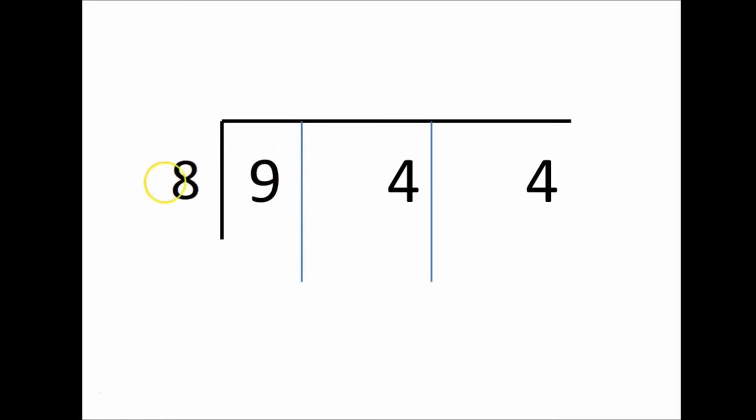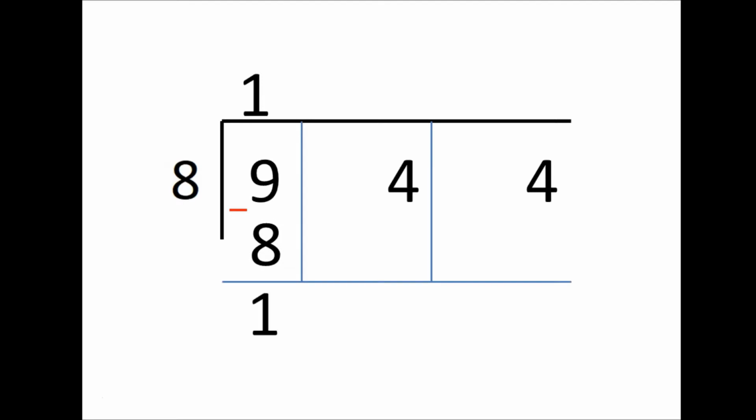So then I would do 8 times 2 to see what that comes out to be. 8 times 2 is 16. 16 is too big. It's bigger than this 9 right here. So 2 cannot be the best answer. 1 would have to be the best answer. So 8 times 1 we said was 8, and we're going to subtract the two numbers, giving us 1.